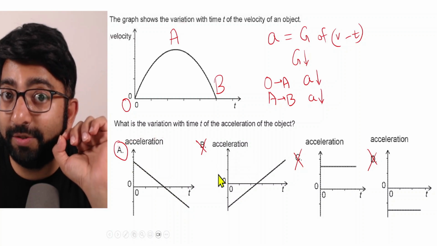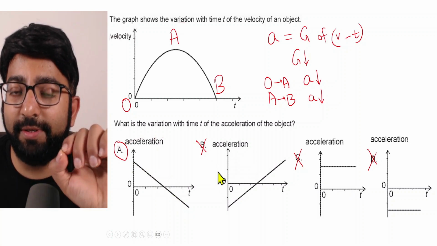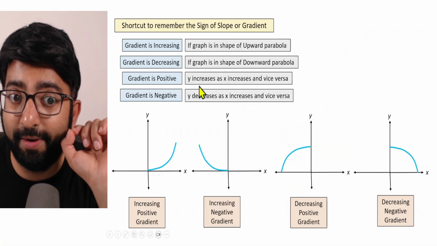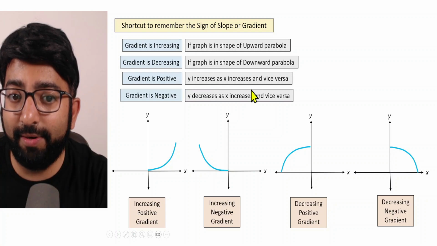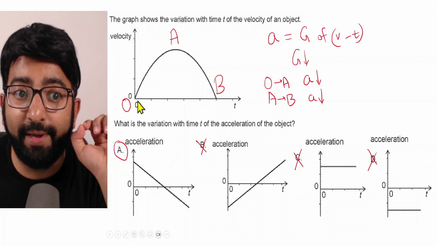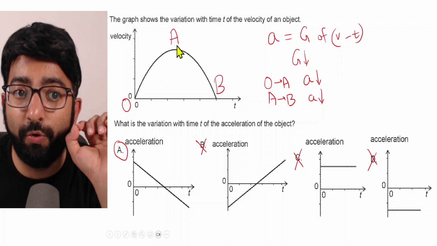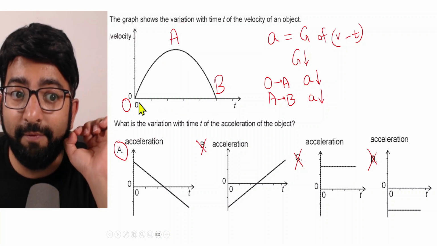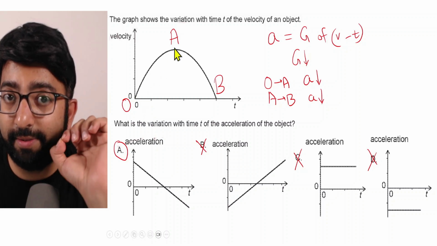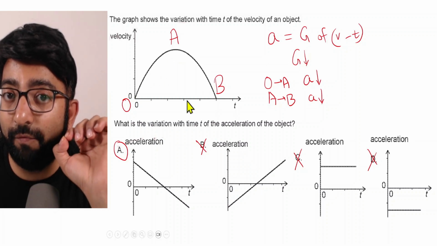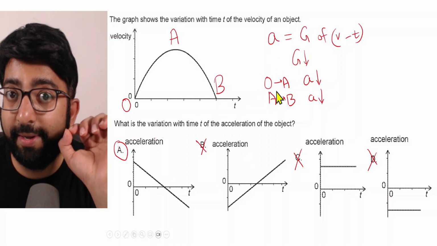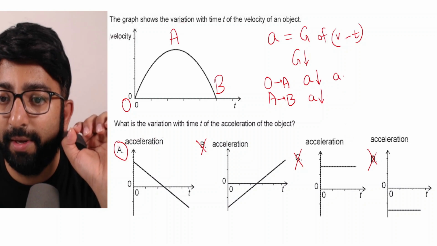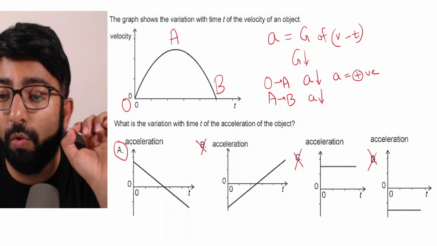But in any case, let us also figure out the sign of acceleration. So we go back to the shortcut. The shortcut is gradient is positive when y is increasing as the value of x increases. So if you analyze the first half of the graph from O to A, as we are going from O to A, the value of x increases and y also is increasing. That means the sign of the gradient will be positive. So let me write here from O to A, the sign of acceleration needs to be positive.